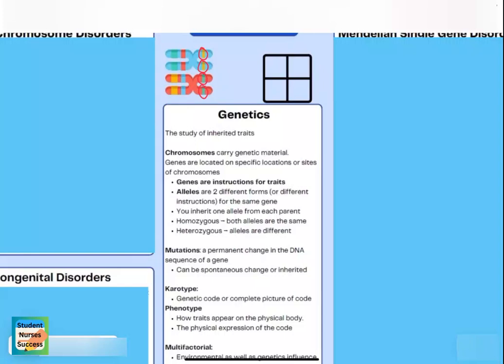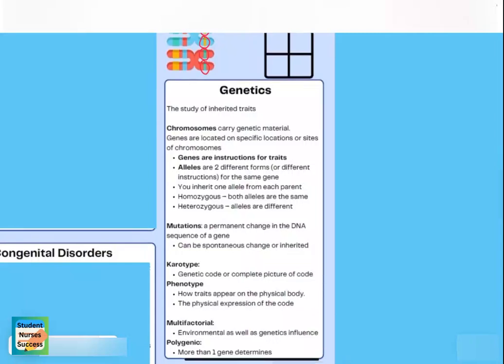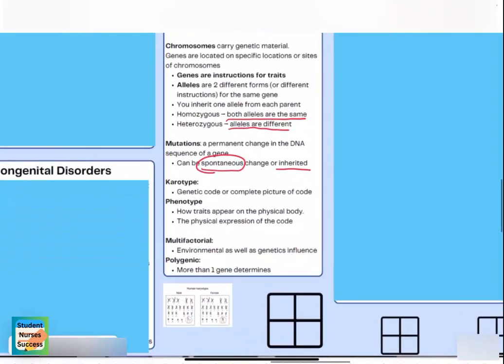Now, genes are the instructions for the traits. Alleles are in two different forms, and they are different instructions for the same gene. With alleles, you inherit one allele from each parent. If you're homozygous, then both alleles are the same, and if you're heterozygous, then the alleles are different. A mutation is a permanent change in the DNA sequence of a gene, and mutations can occur spontaneously or can be inherited. The karyotype is your actual genetic code, or the complete picture of the genetic code.